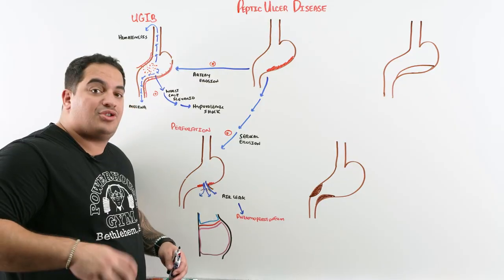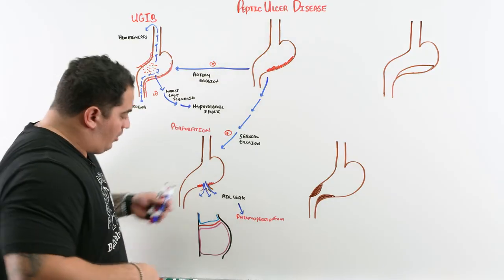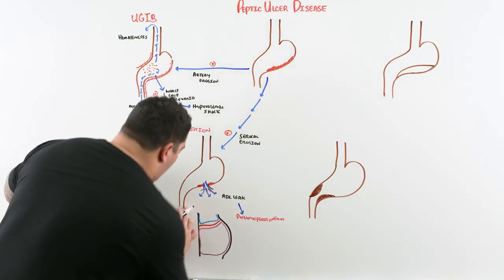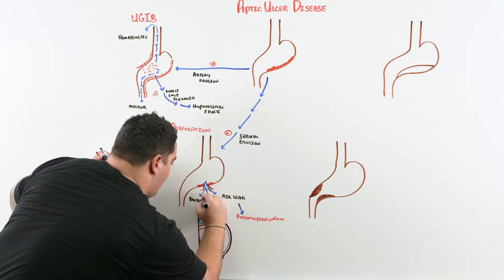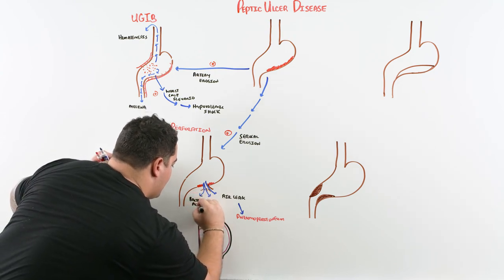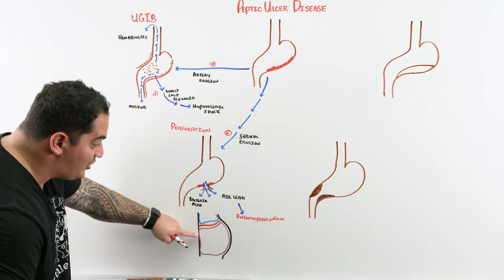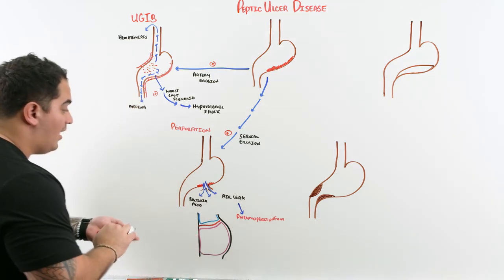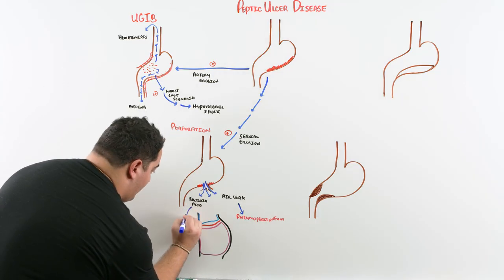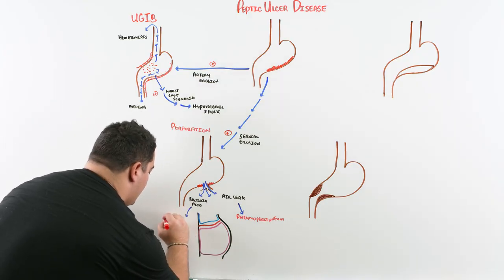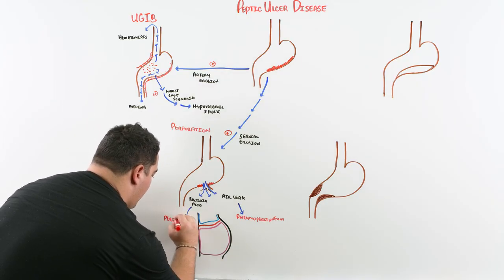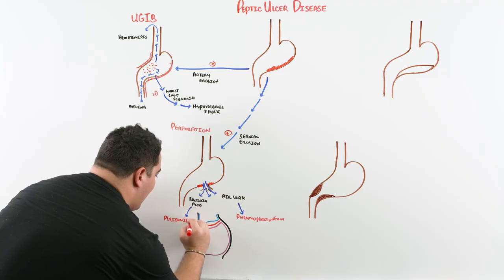Oftentimes they'll present not just with an air leak there, but there'll also be bacteria and acid from the stomach that'll cause inflammation of the peritoneum. And if it causes inflammation of the peritoneum, this is called peritonitis. So how do we classify peritonitis?